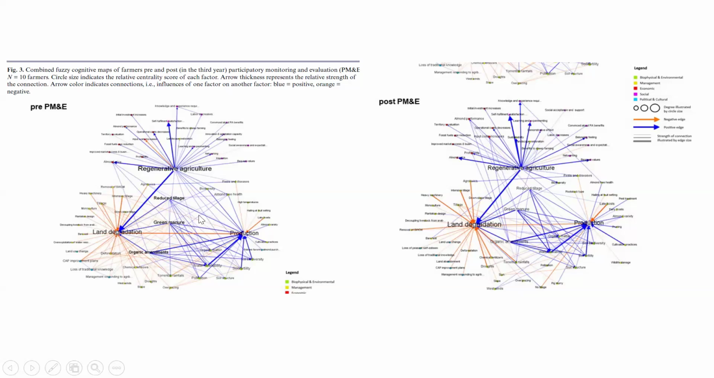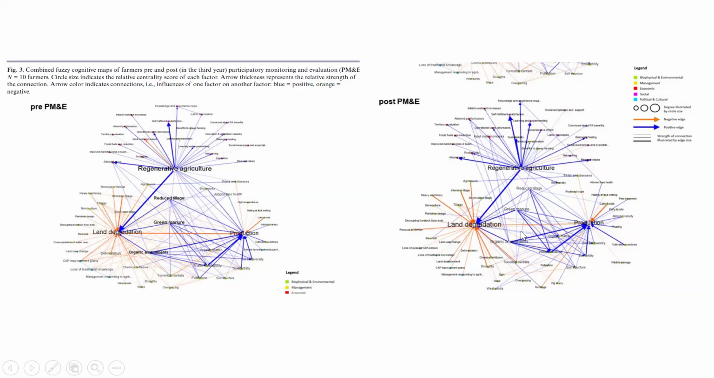And on the left, we've got all the connections that farmers saw before they participated in this project. And then on the right here, we have the cognitive map of all the farmers after the 3 years when they've worked together. And we can see there's actually some differences. There are fewer lines connecting the different points here.